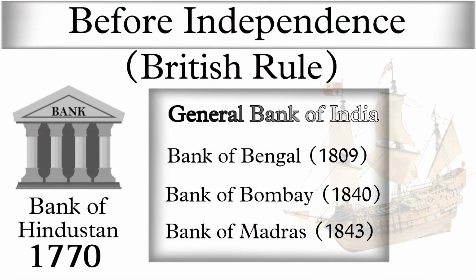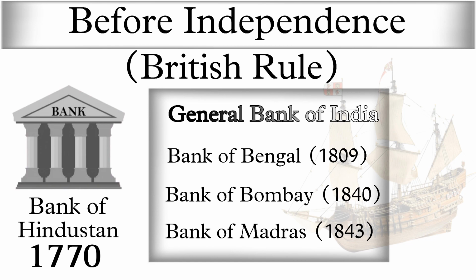The Bank of Hindustan was established in 1770, and other banks soon followed, including the General Bank of India, Bank of Bengal, and Bank of Bombay. These banks primarily served the needs of British merchants, traders, and colonial officials. In 1806, the Bank of Calcutta was established, which later became the Bank of Bengal. This was the first bank in India that had the authority to issue notes, and it played a crucial role in the development of the colonial economy.